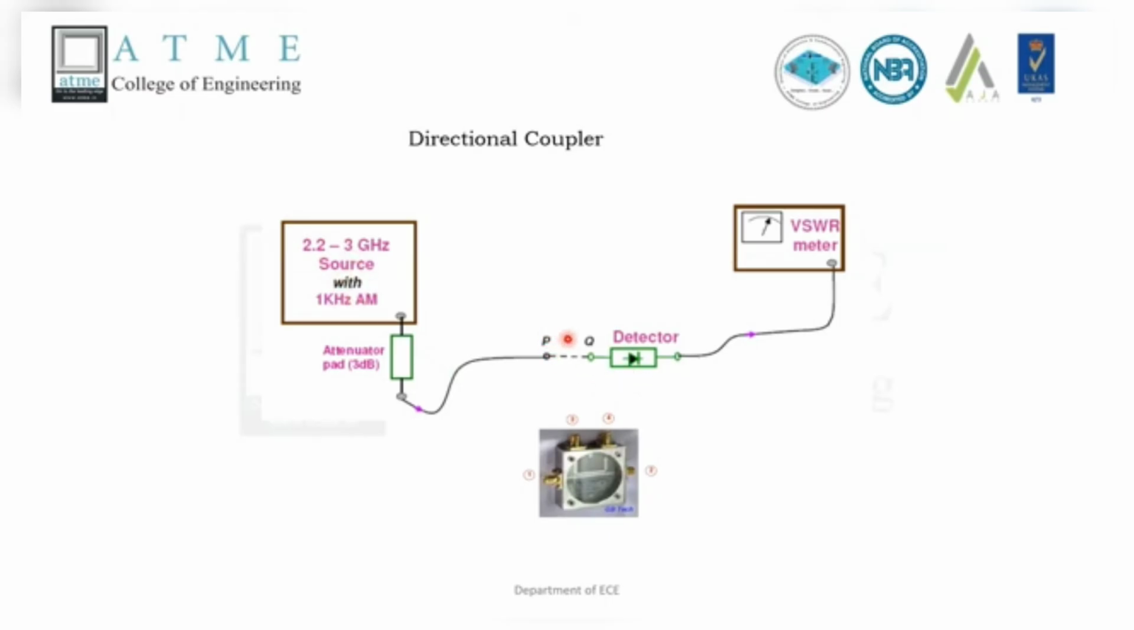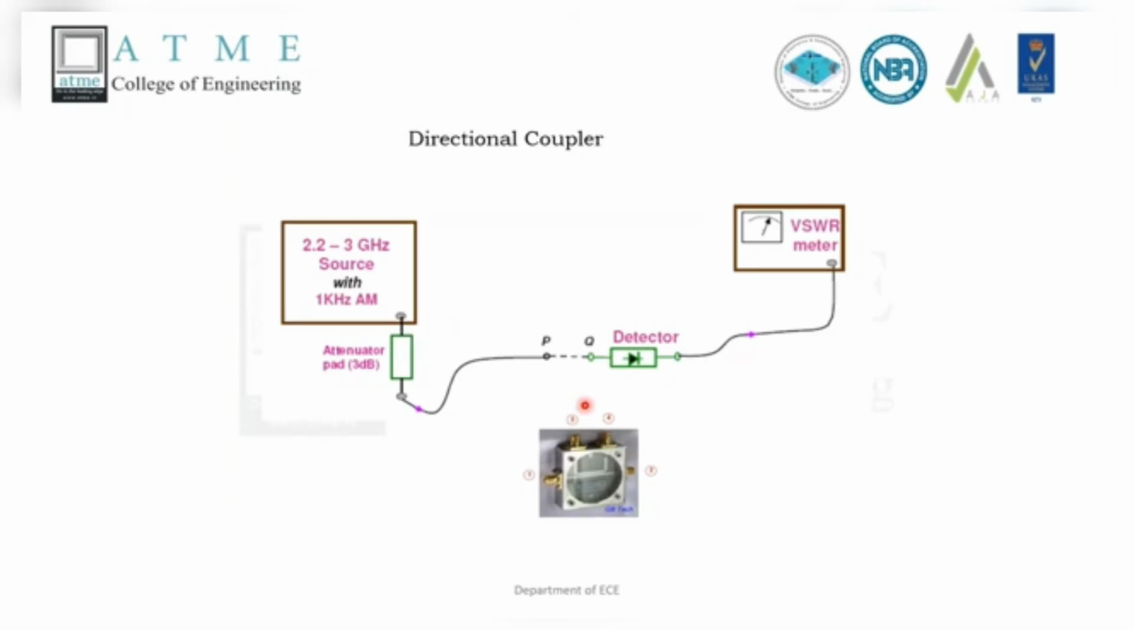And first, to measure the coupling, we have to insert the parallel line coupler between P and Q. So the input port is connected to P and the output is connected to port Q, and we have to terminate port 2 and port 4 of the coupler with a 50 ohm matched load, and we have to record the readings of the VSWR meter for the frequencies mentioned, that is from 2.2 to 3 gigahertz.